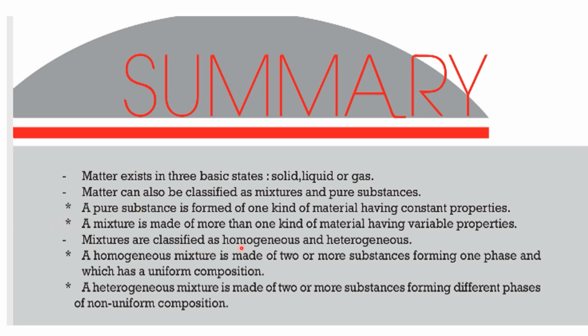Mixtures are classified as homogeneous and heterogeneous. A homogeneous mixture is made of two or more substances forming one phase and which has a uniform composition. This is the definition of the homogeneous mixture. A heterogeneous mixture is made of two or more substances forming different phases of non-uniform composition. So, as we said, a homogeneous mixture forms one phase, while a heterogeneous mixture forms different phases, two or more phases.